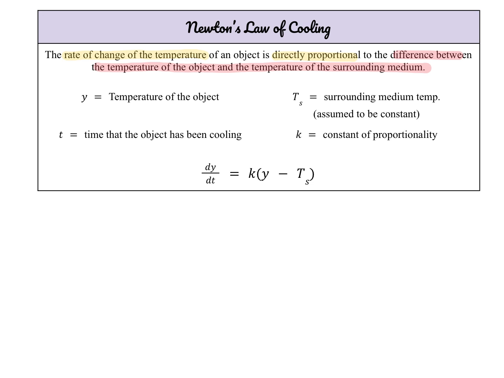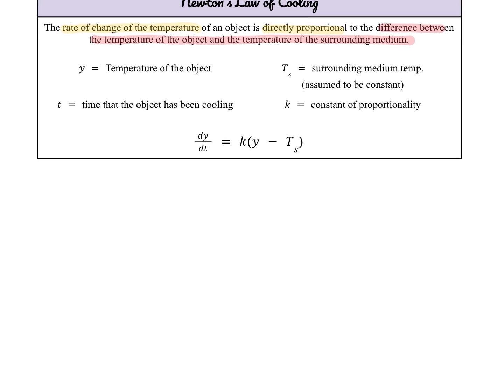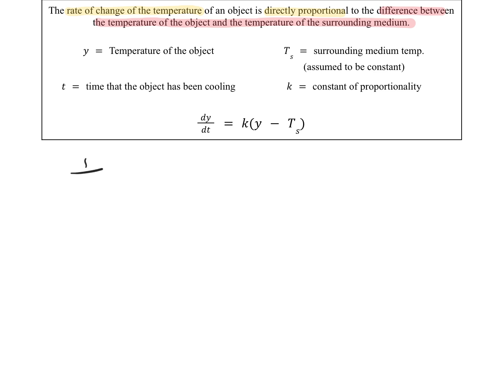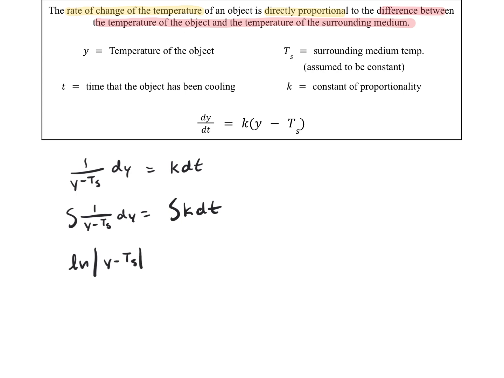So first we're going to separate our terms. So we have 1 over y minus T sub s. Remember, T sub s is just a constant. And then we have, I forgot my dy, equals k dt. Then we can integrate both sides. And that gives us the natural log of the absolute value of y minus T sub s equals kt plus C, and I'll just call this one C1 for now.